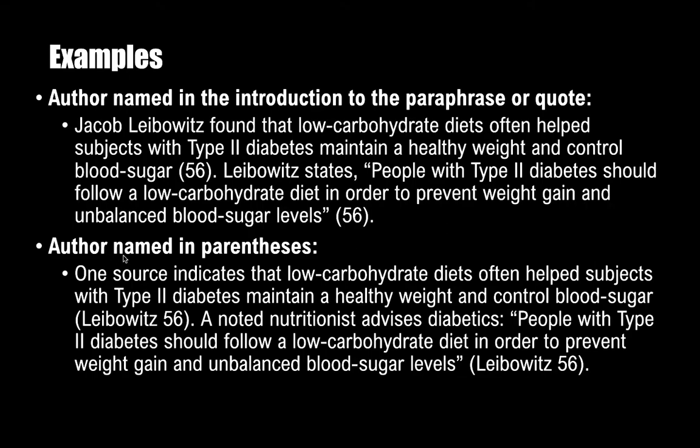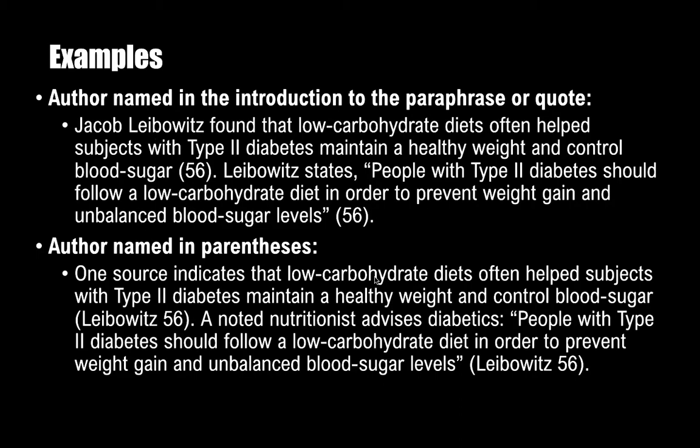So here's one where it doesn't have his name. One source indicates that low carbohydrate diets often help subjects with type 2 diabetes maintain a healthy weight and control blood sugar. So it gives us the same information as this, but instead of saying his name, we just say one source. So in that case, here, it's used here, so we don't have to put it in the citation. We don't have his name in this one, so we got to put it in the citation. So it's same information, it's just quoted in two different ways.